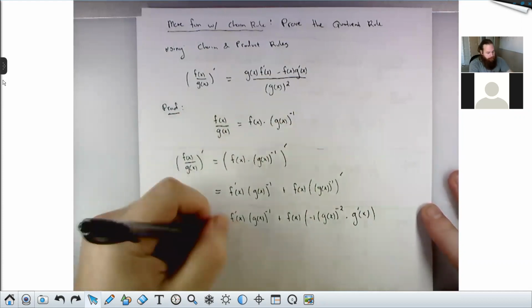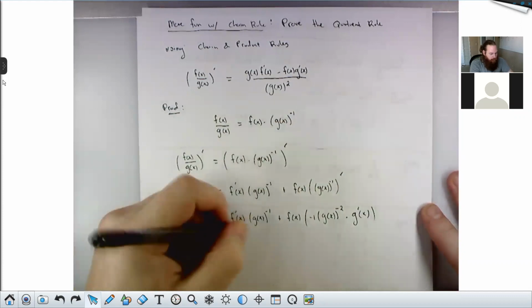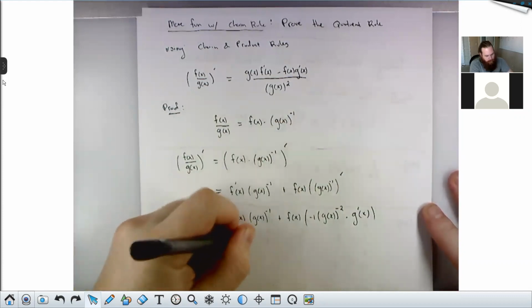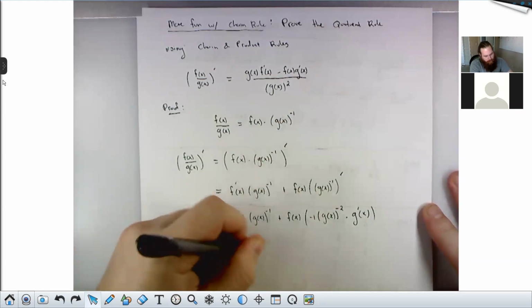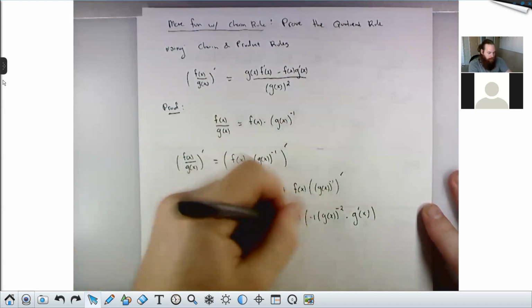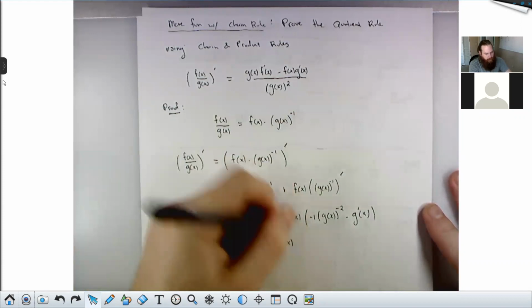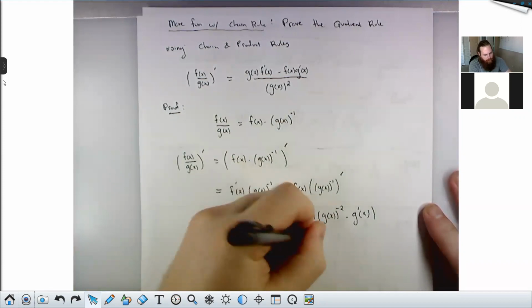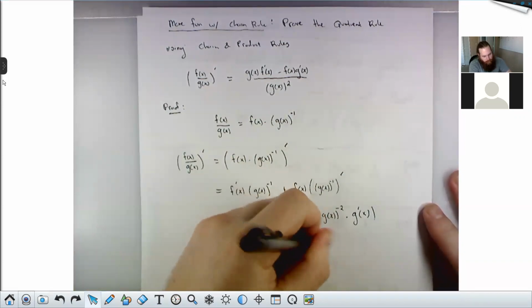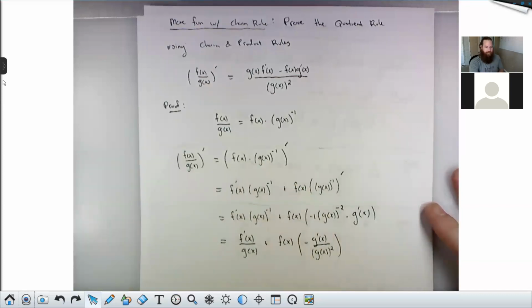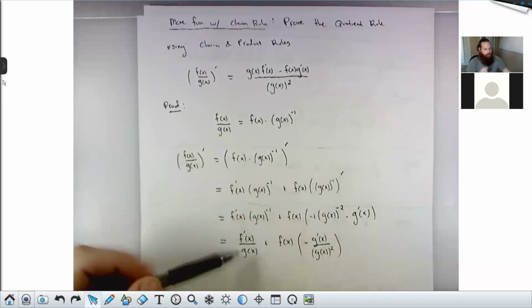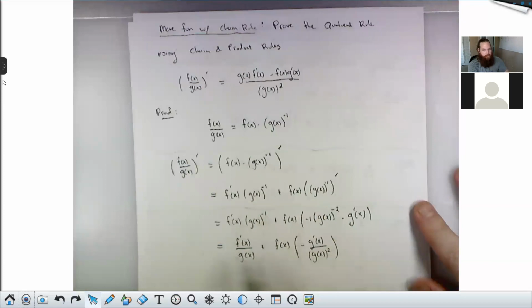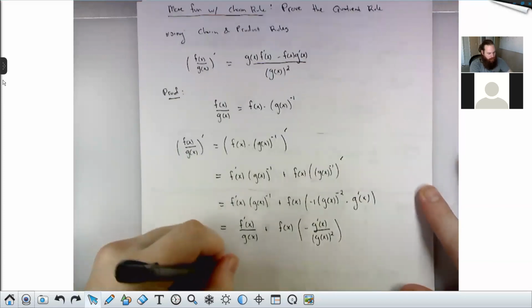And this is pretty much it. F of x times g of x to the negative 1, that's f primed of x over g of x, plus f of x times all this mess here, which is negative g primed of x over g of x squared. And so if you then have a common denominator, multiply this by g over g, and put these two pieces together. I'll do one more little algebra step for you.